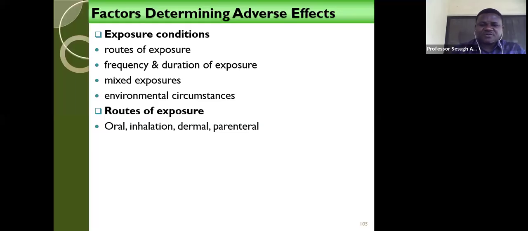Parenteral. Which one is parenteral now? Hello? Which one is parenteral as exposure route?